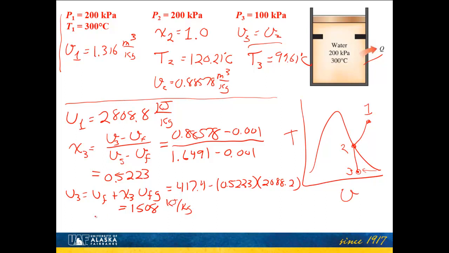It asked me what was delta U, the change in energy. So delta U would end up being equal to U1 minus U3. And so U1 was 2808.8 minus the value just calculated here, which was 1508. And that tells me it's about 1300 kilojoules per kilogram. So there's the change in energy from 1 to 3.